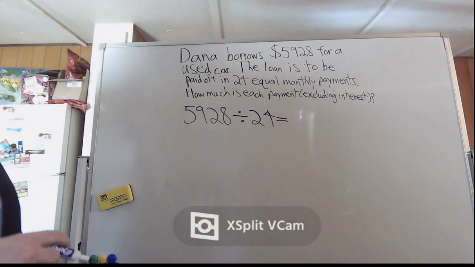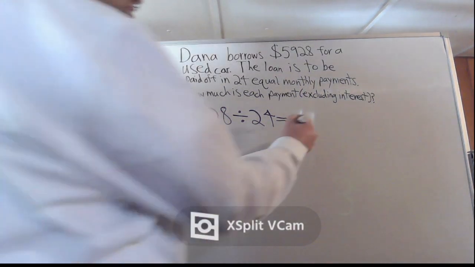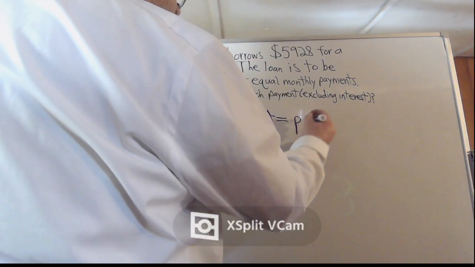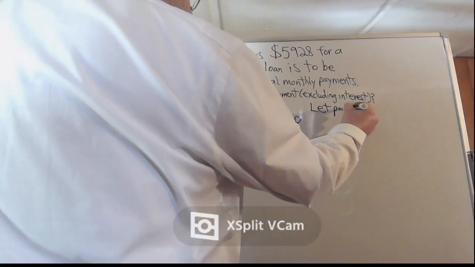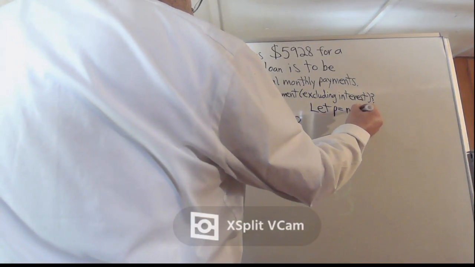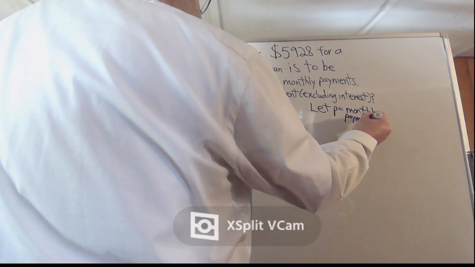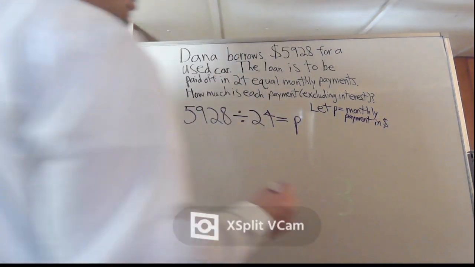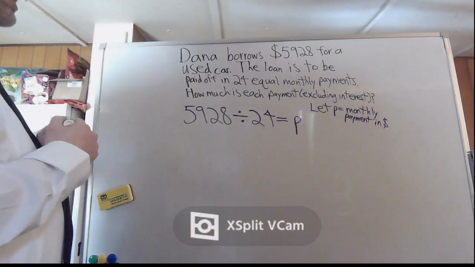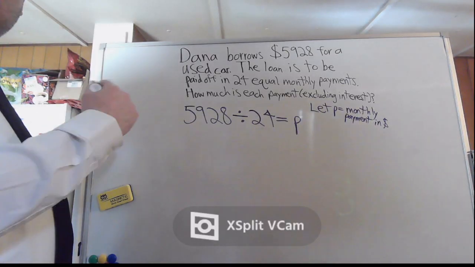Now let's pick a variable to represent the solution that makes sense. I think letter P would be a good variable. And we'll say let P equal monthly payment in dollars. So now we need to just simply solve for P, which is a simple long division problem.